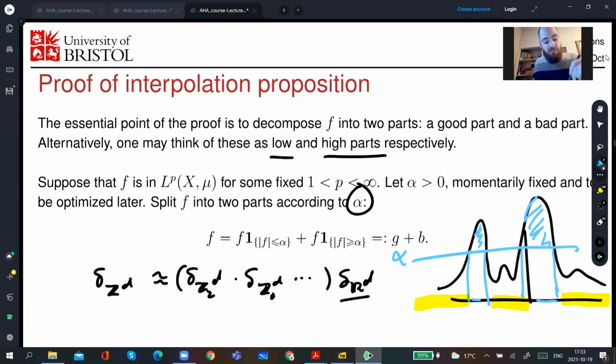So when f has height at most alpha, that'll be the low part, because it's bounded above by something that we're going to control or optimize later on. And that's our good part, g. Our bad part, or the high part, is when it's bigger than alpha. And we don't have much control on that. We just know it's bigger than that. But it could be a lot bigger than it. Who knows?